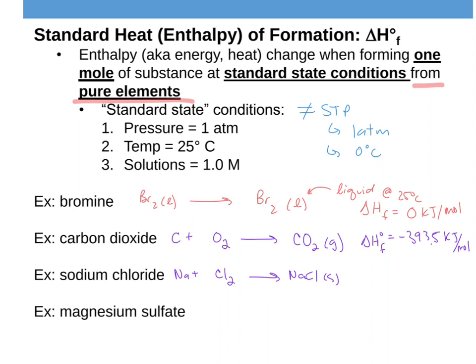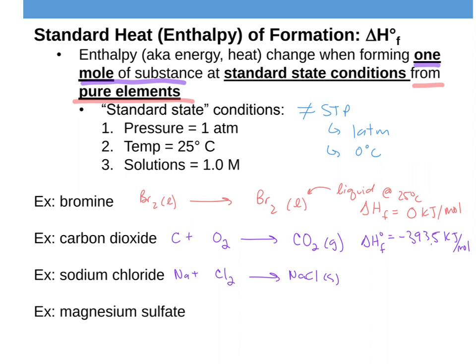Now, what makes this kind of different from a normal balancing of an equation is that you only make 1 mole of the substance, right? So I can't change the stoichiometry in front of the product. I'm not going to change the stoichiometry in front of the NaCl. It's always just one of these. It's always just 1 CO2, 1 bromine, 1 magnesium sulfate, which we'll see in a second. It's always just 1. So what that means is I might have some funny looking coefficients like 1/4, 1/8, 1/2.